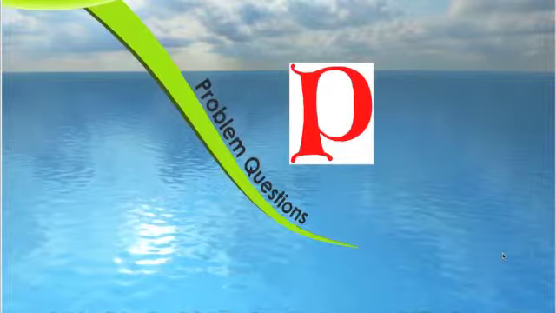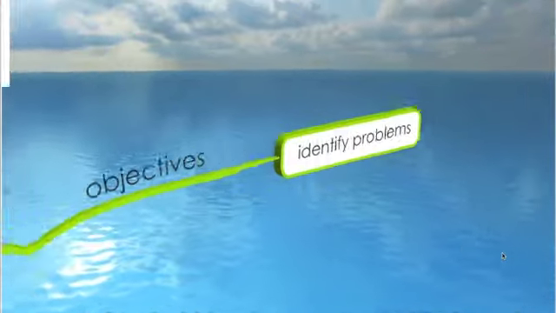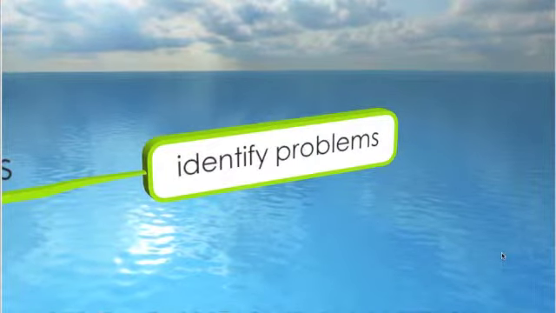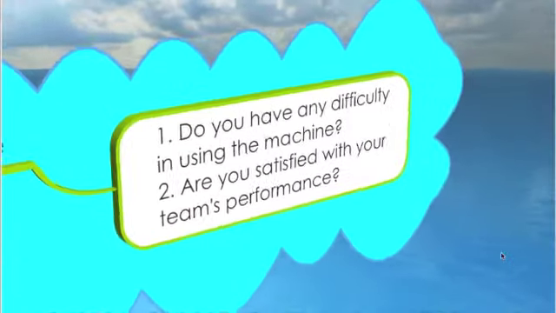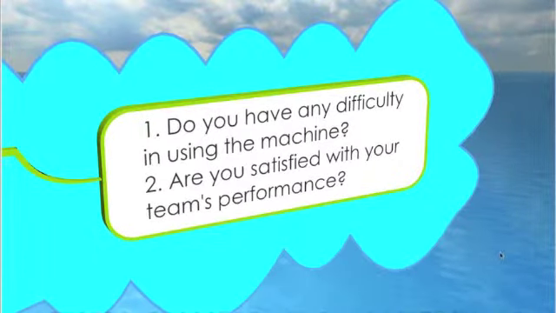So it's time to ask what we call the problem questions. Their objective is to identify problems, which we call implied needs in the spin language. So examples might be: how many people have difficulty in using your machine? Are you satisfied with your current team performance?